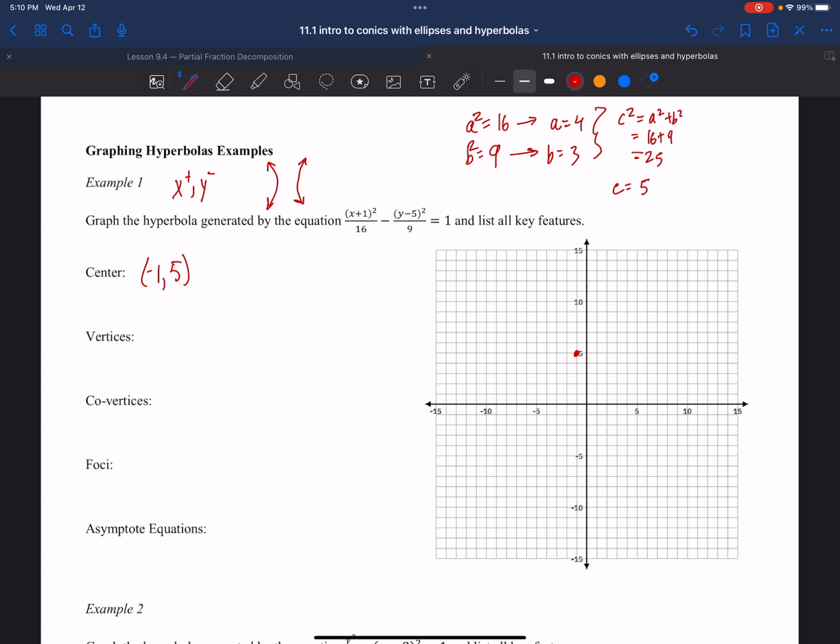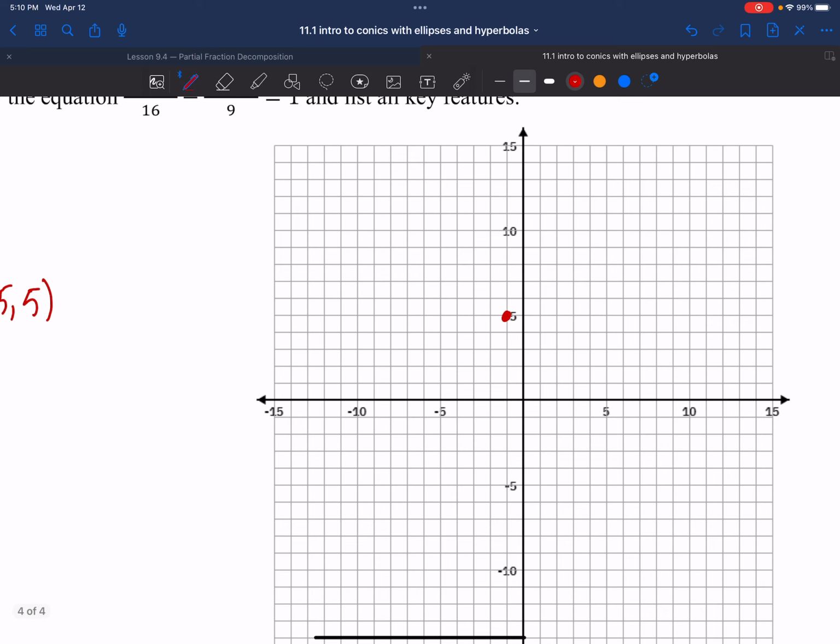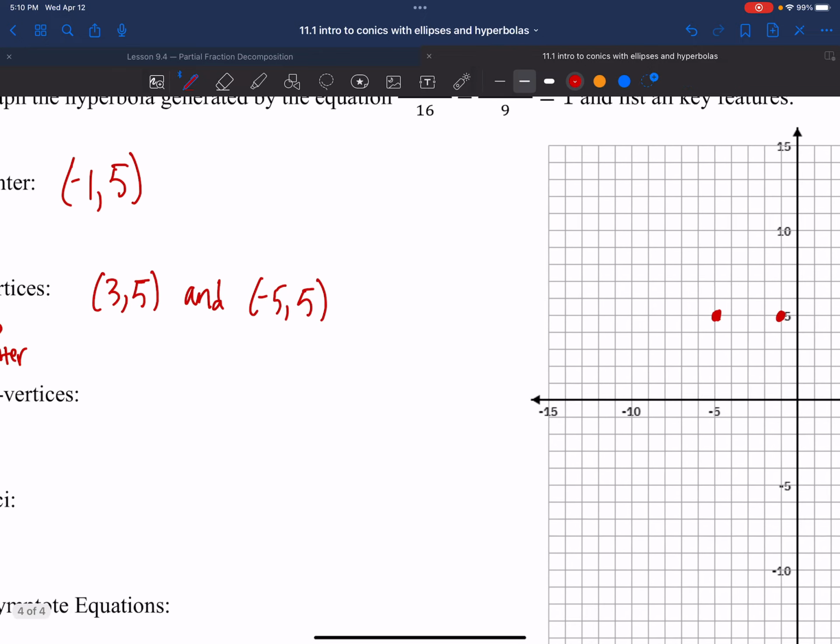Vertices. Well, the A is the distance from the center to the vertex, and it opens horizontally. So we're going to go 4 to the right and left of center. So 4 to the right would be 3 comma 5, and 4 to the left would be -5 comma 5. So -5 comma 5 is here, and 3 comma 5 is here. And those are my vertices.